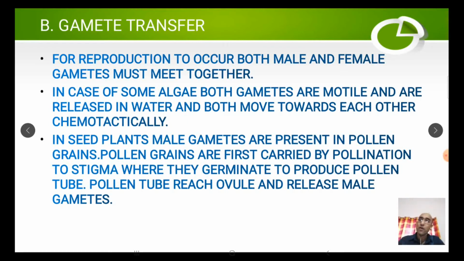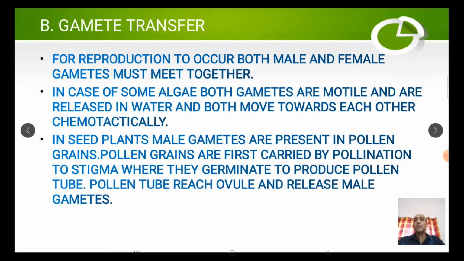Already gametes are formed. Now gametes need to get transferred. So what is that gamete transfer? Now for the reproduction to occur, both male and female gametes need to get fused so that fertilization will occur, isn't it? Now look, in the various types of gametes we had studied, in some cases both the gametes were motile, in some one gamete was motile whereas the other gamete was non-motile. So how will the fertilization occur?